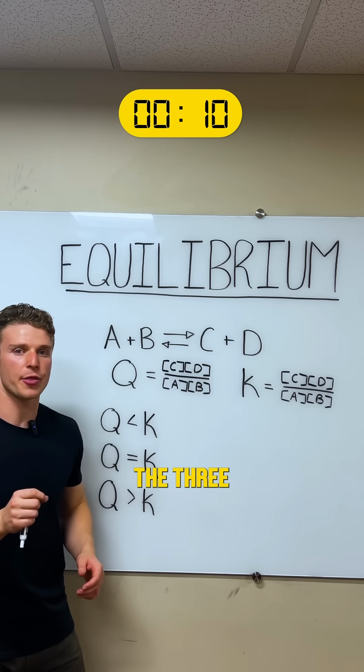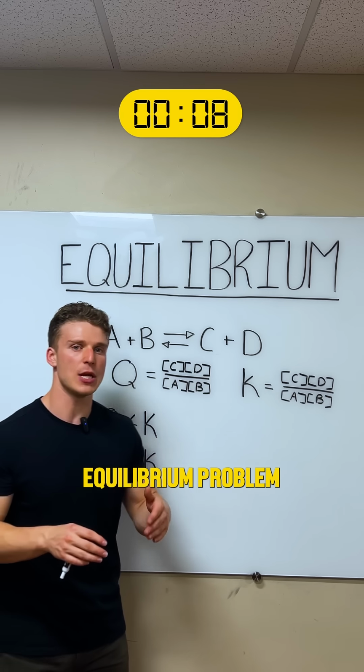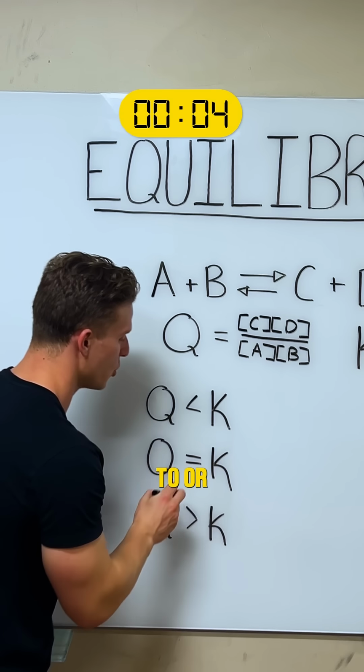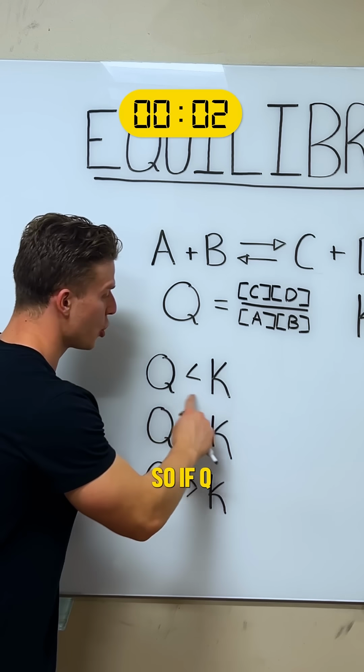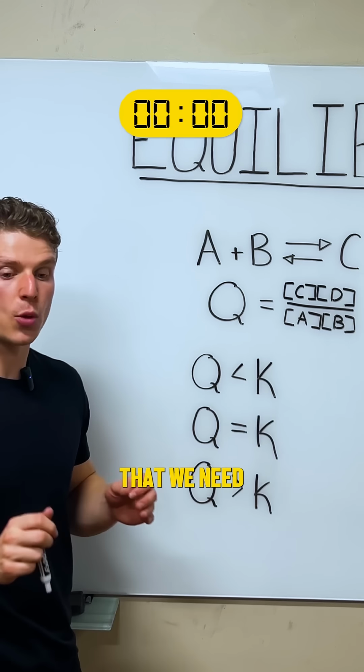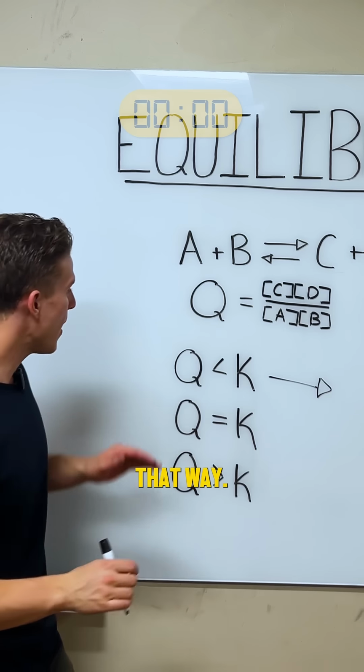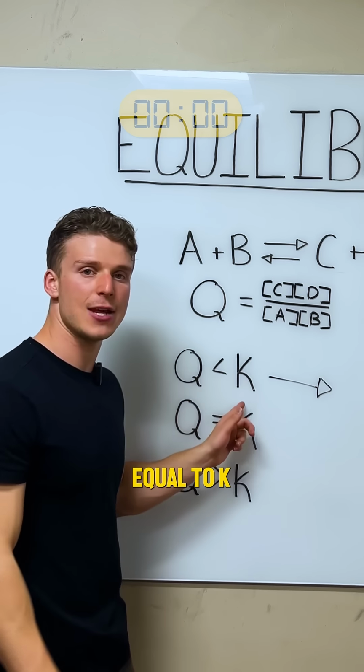So to break down the three different possibilities for any equilibrium problem on the MCAT, we need to know if Q is less than, equal to, or greater than K. So if Q is less than K, that means that we need to send this reaction to the right and make more products. That way Q can increase and become equal to K.